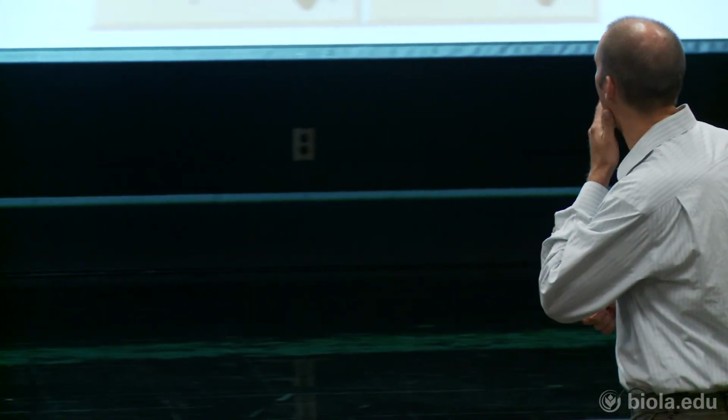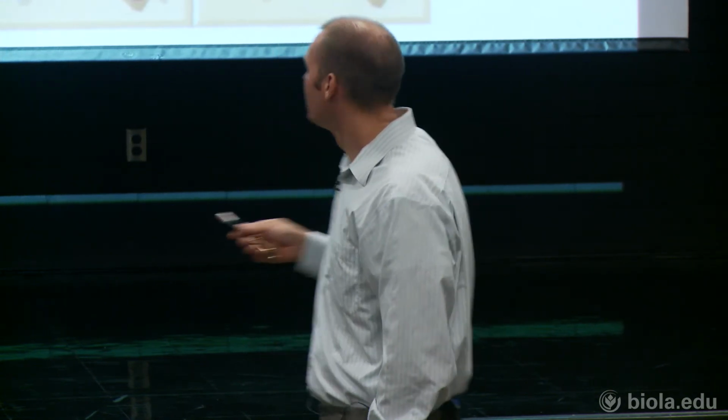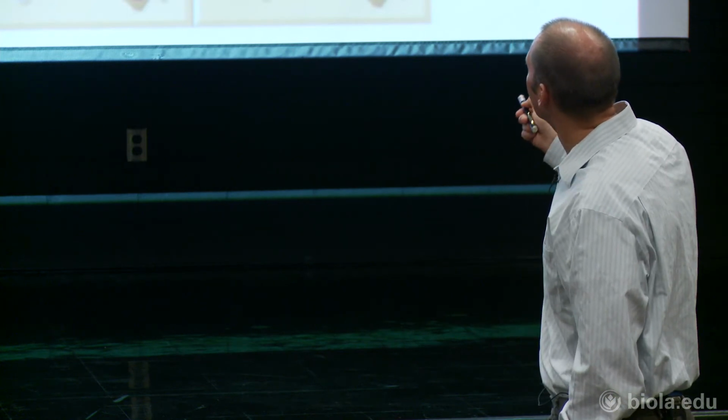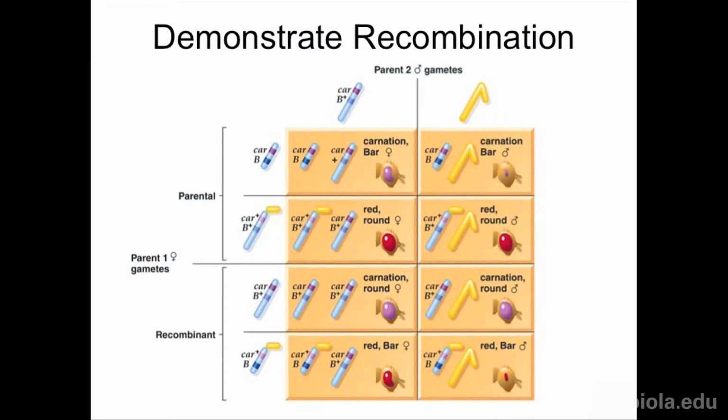This looks difficult. It's not. It's not too bad, because this is the beauty of a test cross. Let's look at the males. Here's the male's contribution, that male parent, and we'll just look at his male offspring, okay?